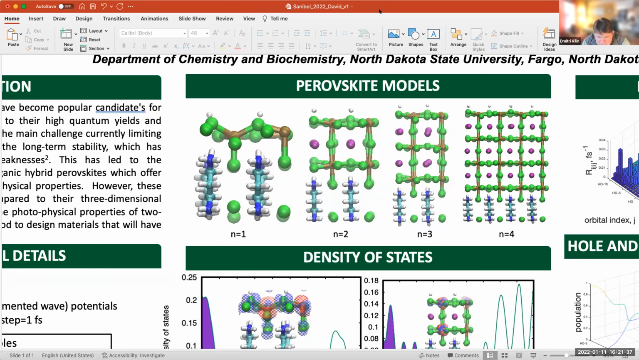To add to this discussion, three-dimensional perovskites take three crystallographic forms: cubic, orthorhombic, and tetra-something.